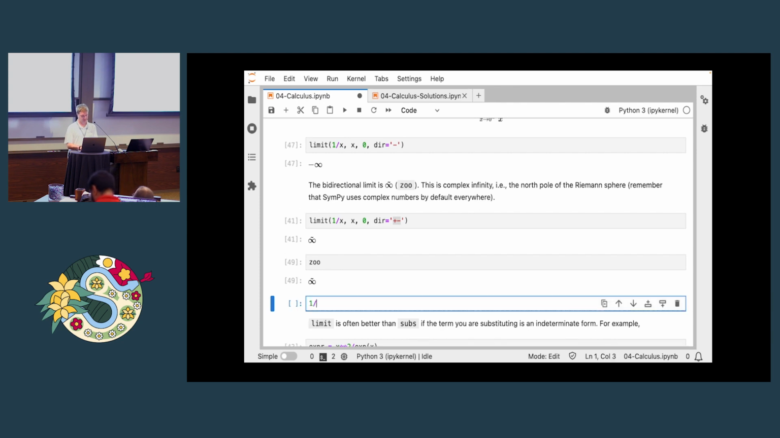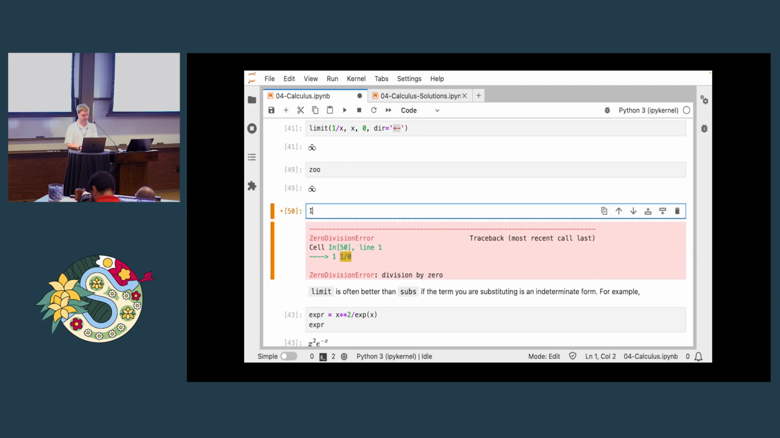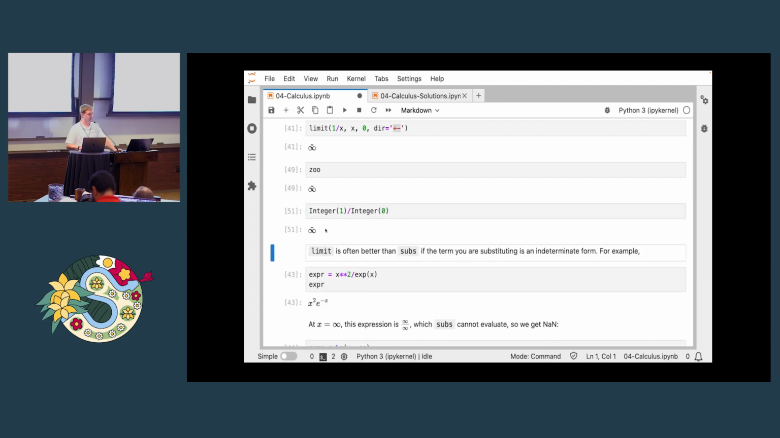Normally if I just do 1 divided by 0 in Python, you get a zero division error. But if I do integer 1 divided by integer 0, that's actually going to give complex infinity. So that just makes things work out a little nicer in SymPy.